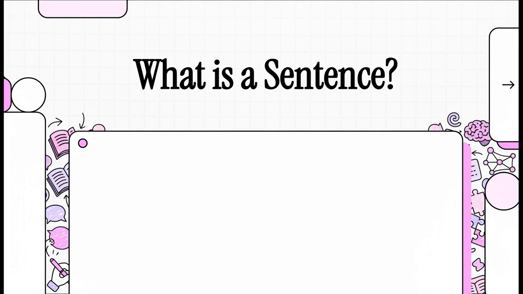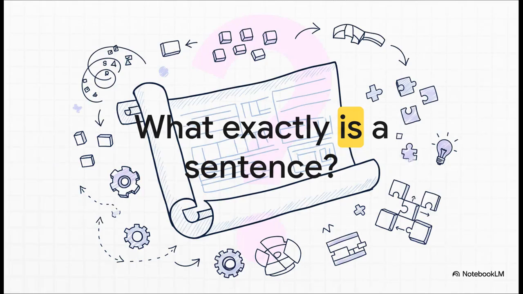Well, let's find out. It seems so simple, right? A sentence is just a sentence. But what's the fundamental structure that makes it work? How do random words click together to form a complete idea? That's the question we're going to dig into right now. And the answer is surprisingly simple and, honestly, pretty cool.